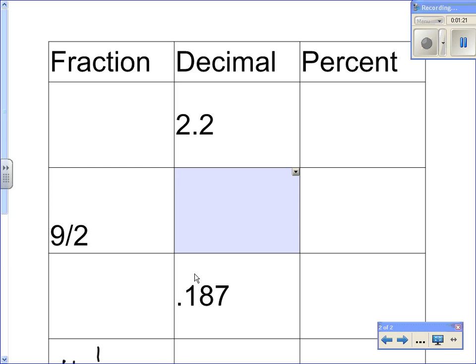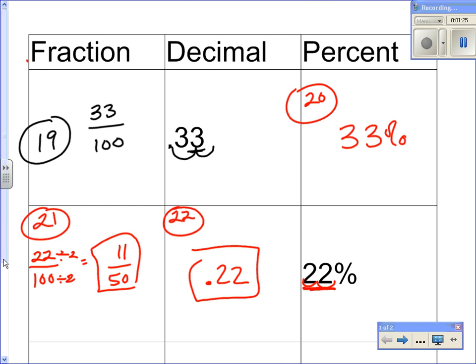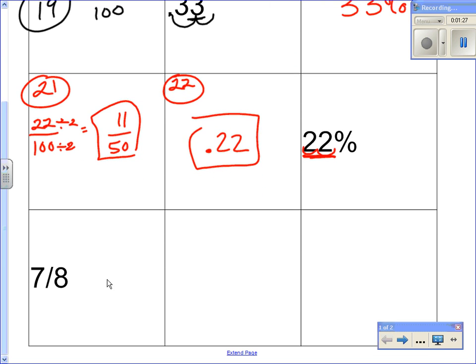Now, whoopsies, that's not what I meant to do at all. Okay, 7/8. So now I'm working on that next line. So this is going to be box number 23, and this is going to be number 24. In order to turn 7/8 into a decimal, I'm going to do bow tie. Bottom goes out, top goes in.